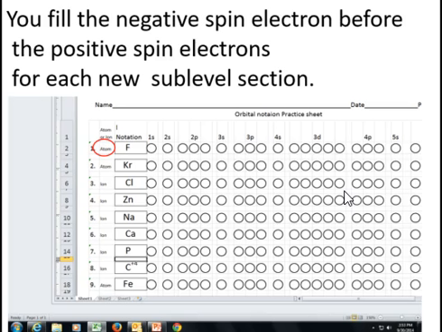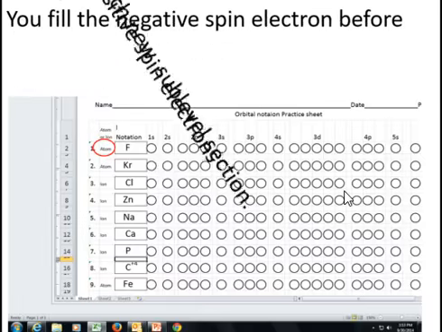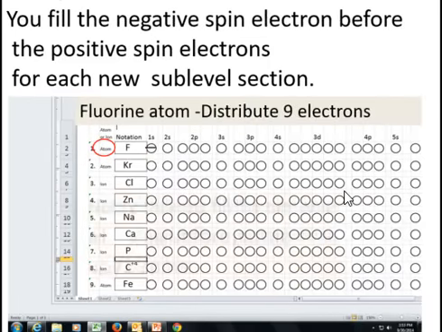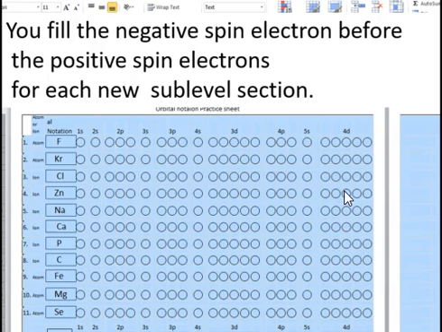You fill the negative spin electrons before the positive spin electrons. This one is an example of an atom of fluorine. So remember 1, 2, 3, 4, 5, 6, 7, 8, 9. So this is a fluorine atom. You fill the negative spin electrons before you put in the positive spin electrons in each new sublevel.